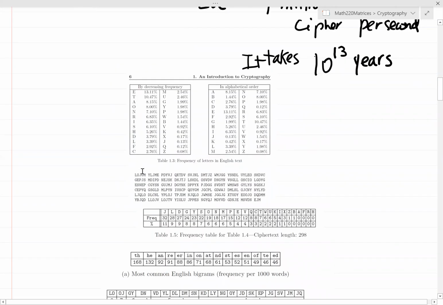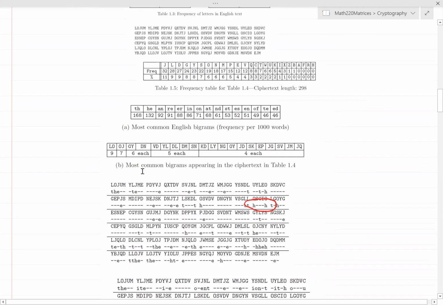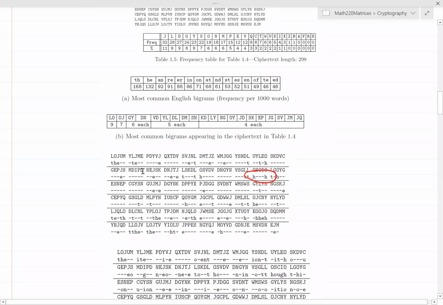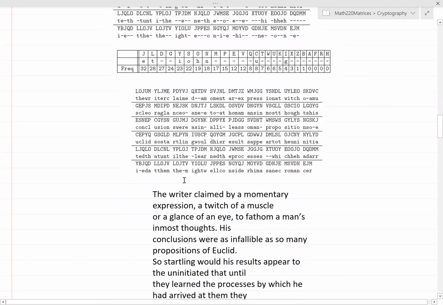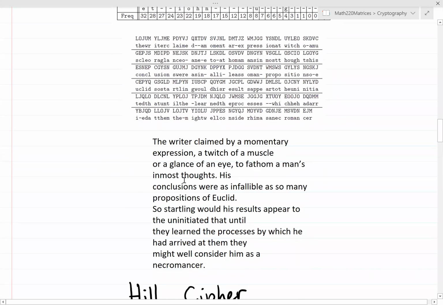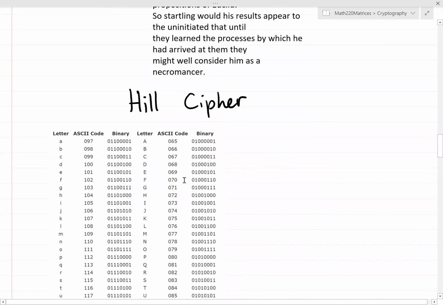Direct substitution: although at first sight it can be hard to break this system, it turns out that if you do frequency analysis, it is very easy to break. So then we introduced the Hill cipher.